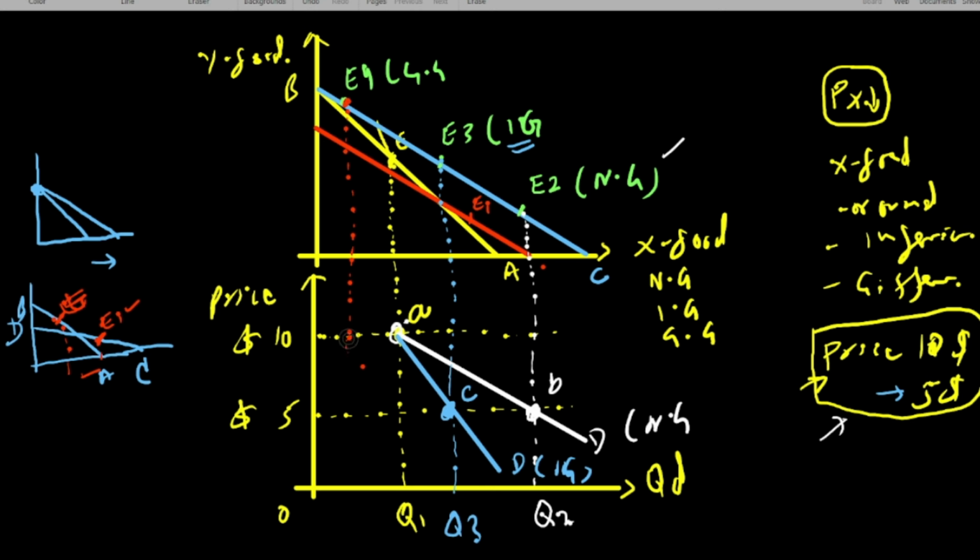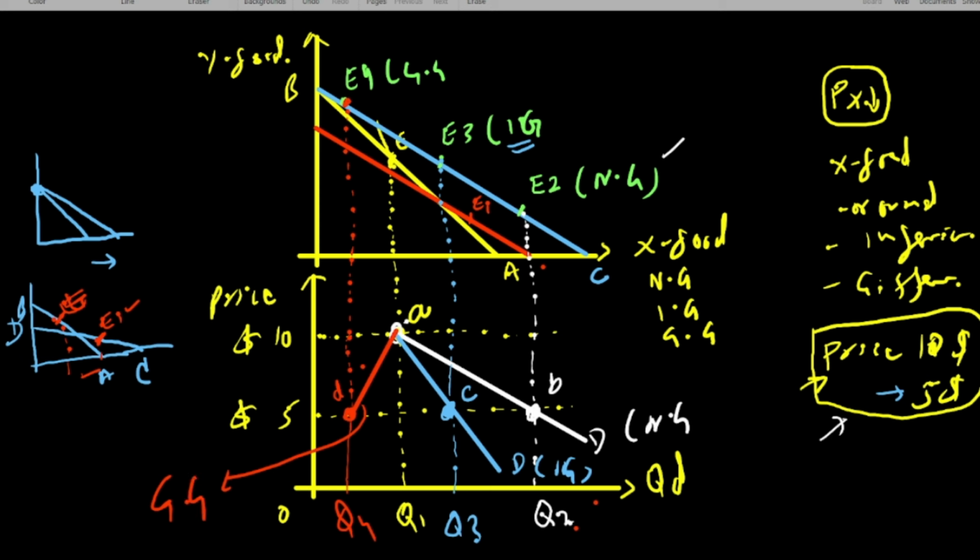Giffen goods, if we draw this perpendicular, then the new quantity is Q4, and the new price, as we have assumed, is $5, and it has decreased from 10 to 5. So the new combination will be combination D. And now if we join combination A and D, then we will get a positively sloped demand curve, and it happens in case of Giffen good. So this is the case of Giffen good.